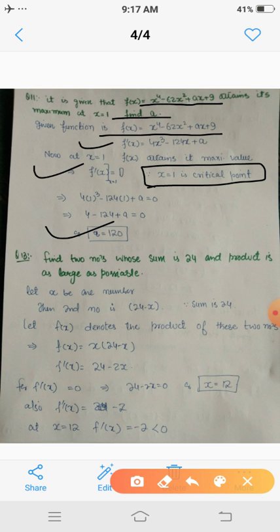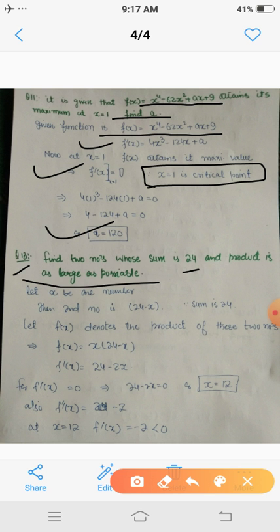Now the question number 13 is, find two numbers whose sum is 24 and the product is as large as possible. So this is the application of this maxima and minima in number system. That is, we have to find two numbers whose sum is 24 and the product is as large as possible.